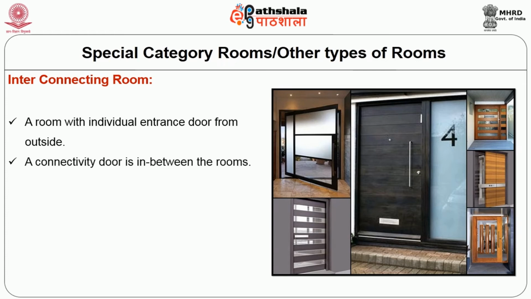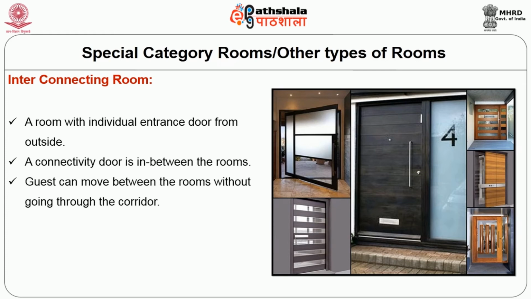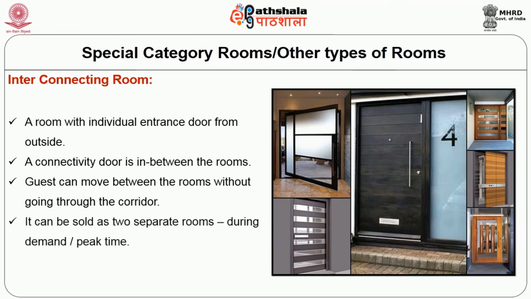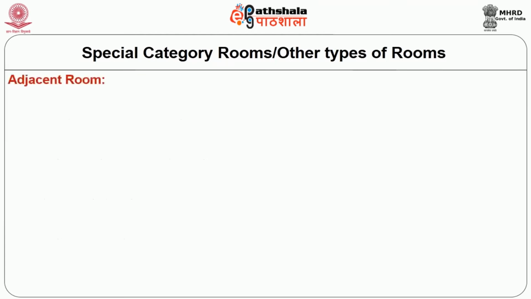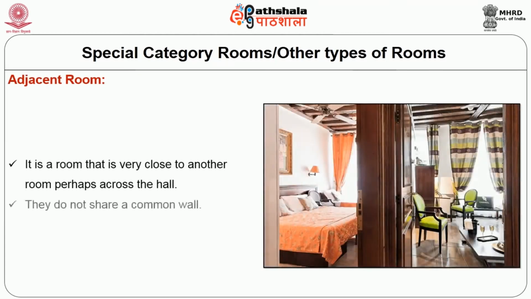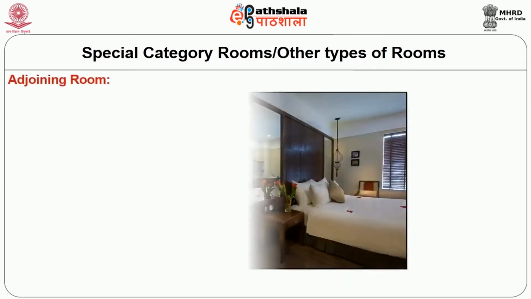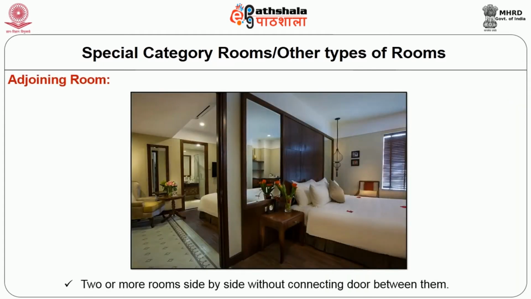A connectivity door is in between these two rooms, and guests can move between the rooms without going through the corridor. It can be sold as two separate rooms during the peak times. Adjacent rooms refers to a room very close to another room, perhaps across the hall. They do not share a common wall. Adjoining rooms refer to two or more rooms side by side without connecting doors between them.